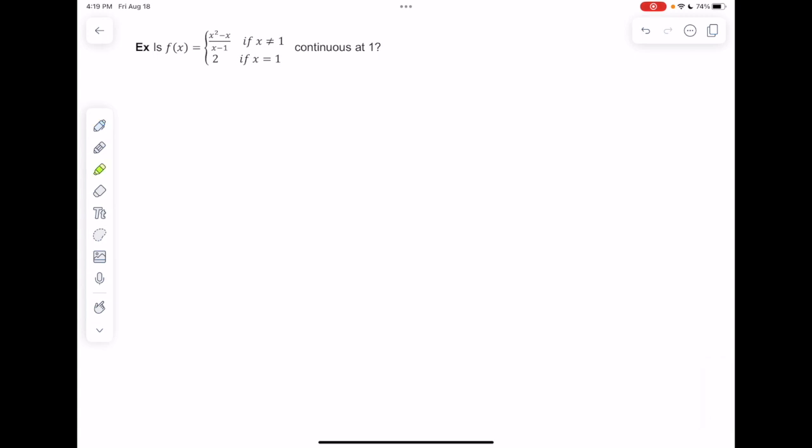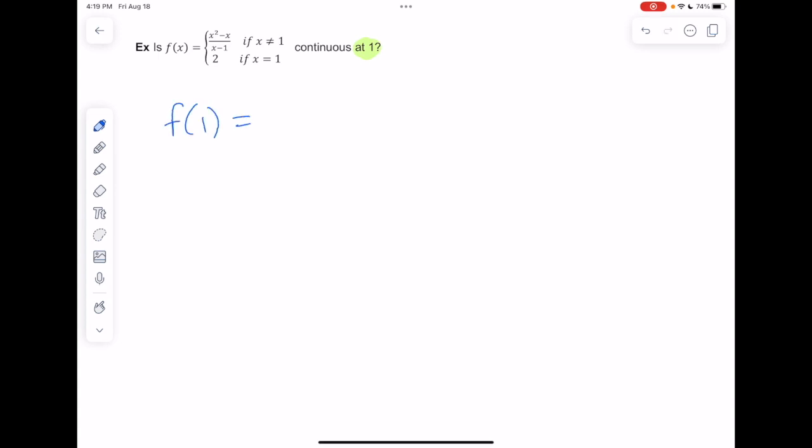And it makes sense that they're asking us at 1 because, again, 1 is like that key spot where the function does different things. So let's see if it can survive that and have continuity. All right, so let's start running through the steps. First thing is, how about f of 1?